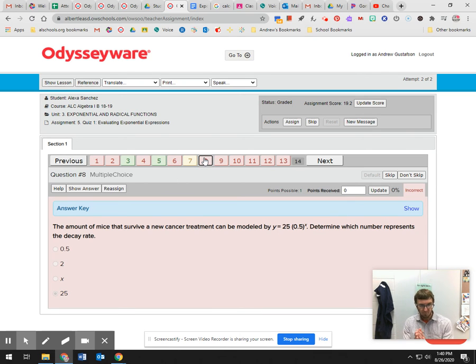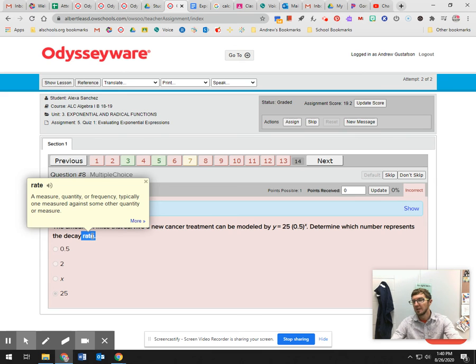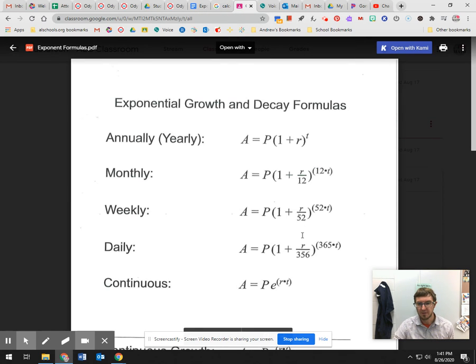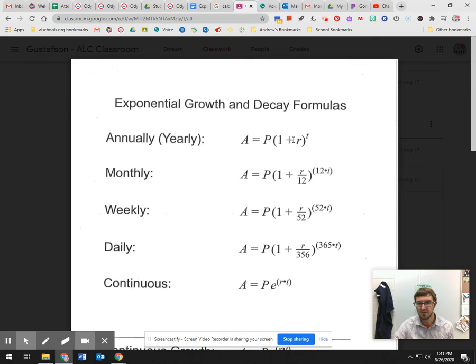Okay. Number 7 and 8 are very similar, and there's a lot less work that you have to do. Really, it's all about knowing what you're looking at. So I'm not going to use a calculator for this. What it asks you to find is which number represents the decay rate. But there's that word rate. Well, it even gives you a definition, the rate. Remember, in all of these formulas, R is the rate. And the rate is in these parentheses here. So this rate is inside those parentheses.